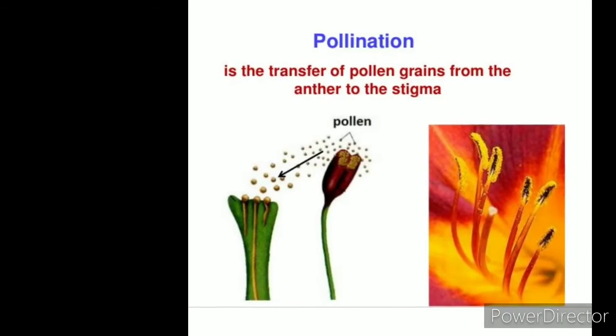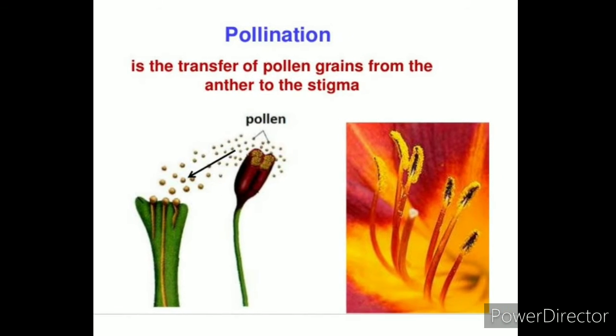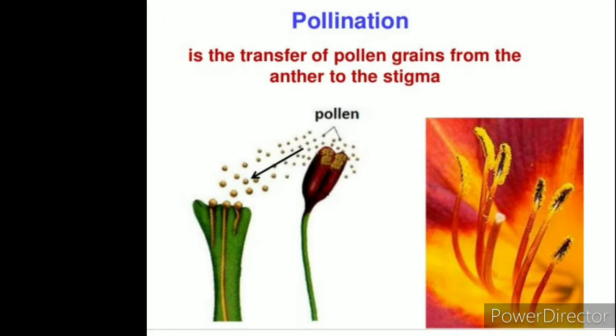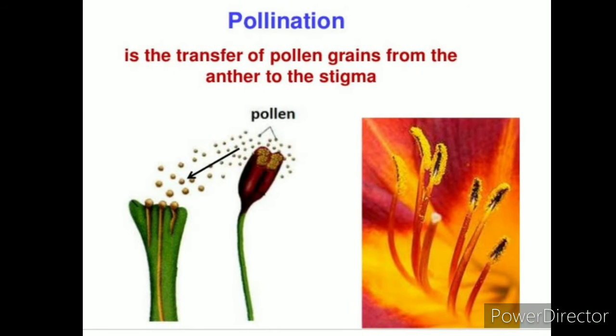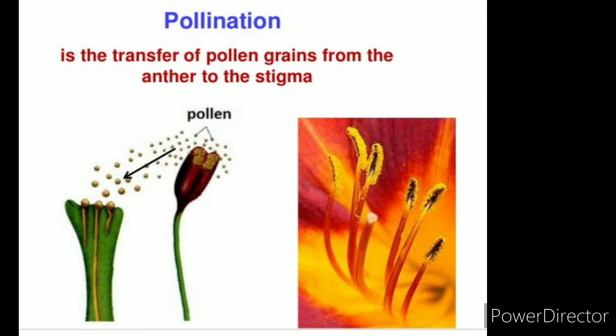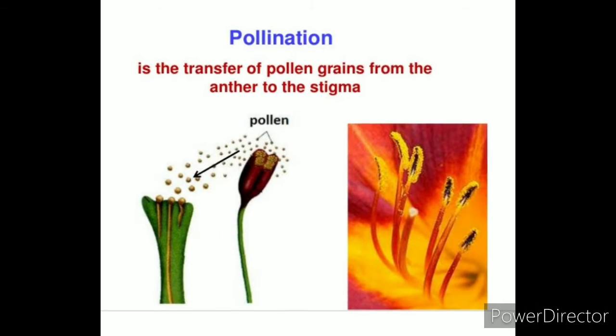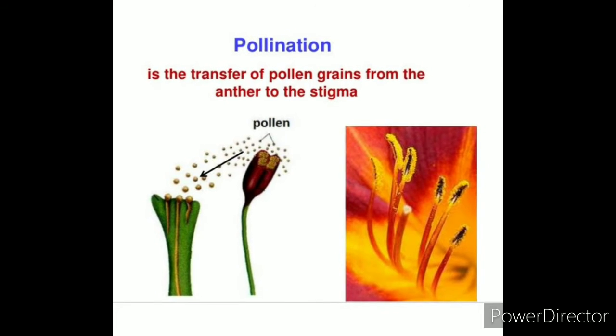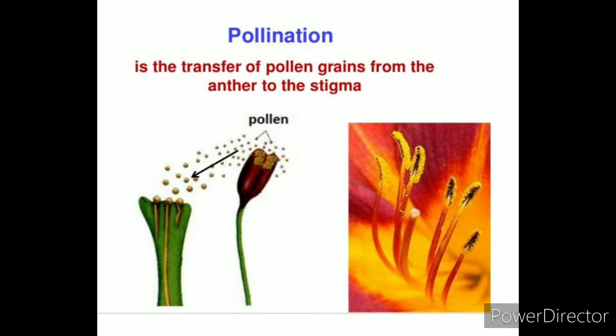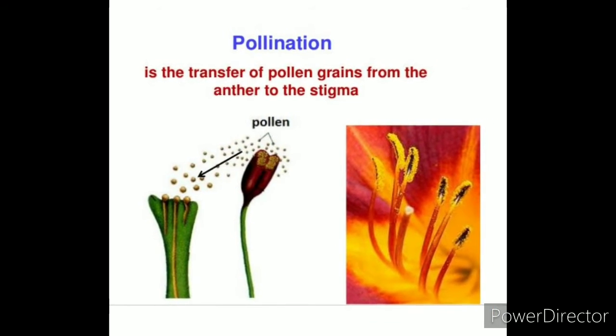After emasculation and bagging, crossing process takes place. Here, transfer of pollen grains from selected male flower to the stigma of the female emasculated flower. Can you name this process? It is called pollination. Yes.